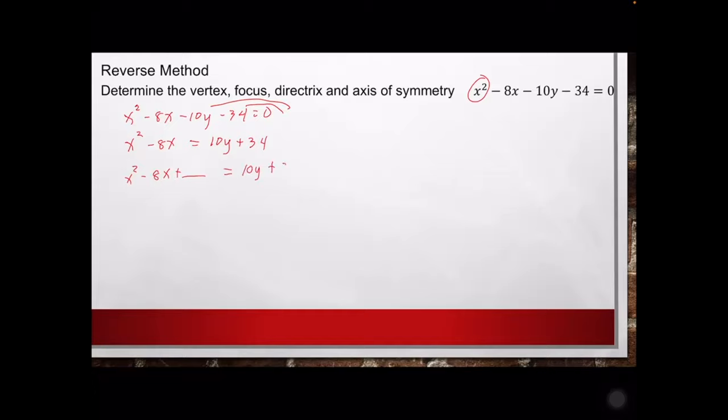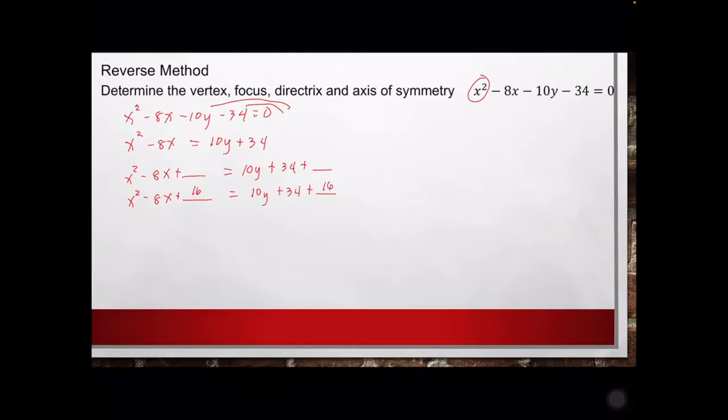yung i-add. What are we going to add? So, we have x squared minus 8x plus, what are we going to add? Miss Borromeo. Ilan? 5? Chat na lang po, sagot. 16 po. Okay, 16. So, this will be 16.